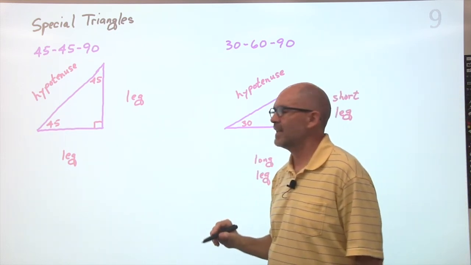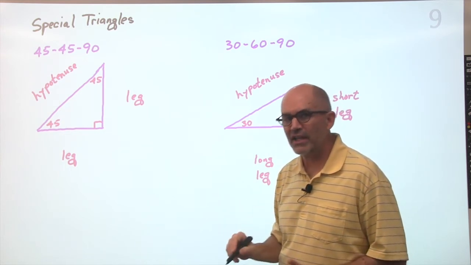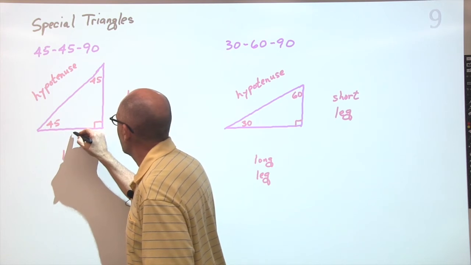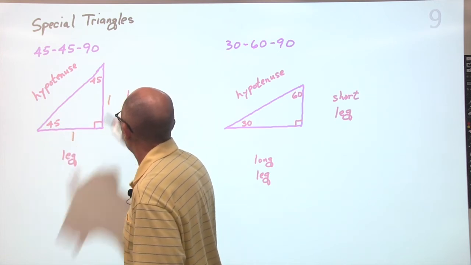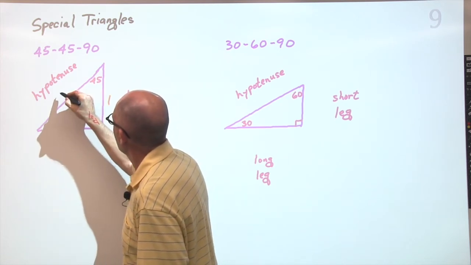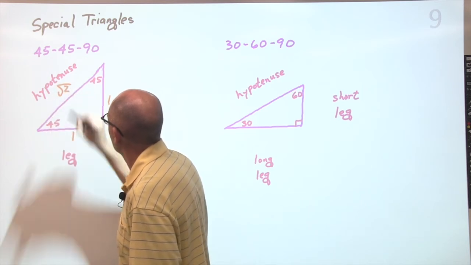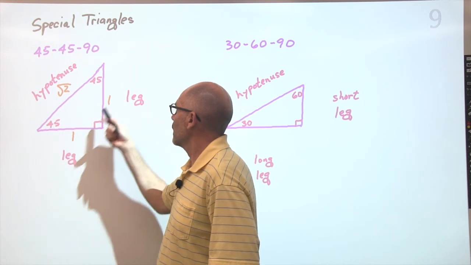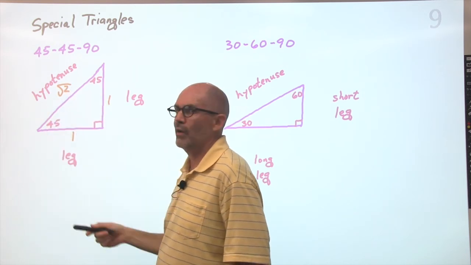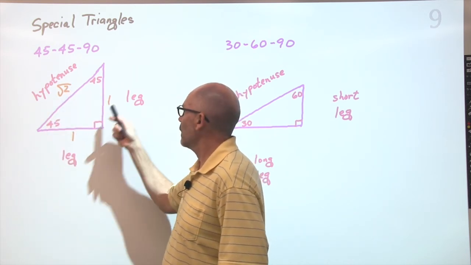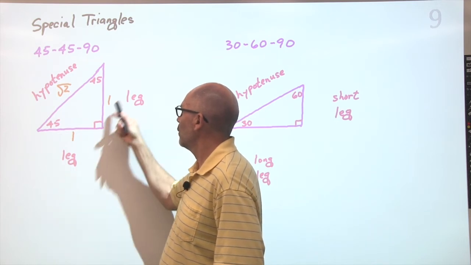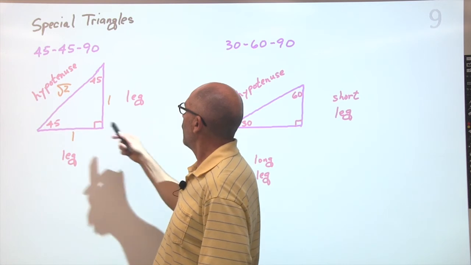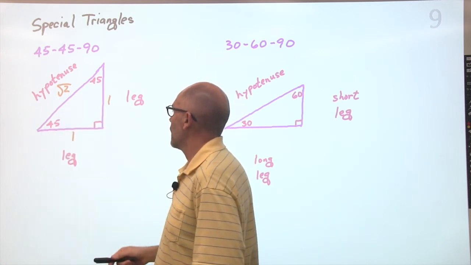Now, with the 45, 45, 90, we have a special ratio of sides. So each leg is going to be 1 to 1, and the hypotenuse is going to be the square root of 2. Because the Pythagorean theorem says that a squared plus b squared equals c squared. So that means 1 squared plus 1 squared equals 2. And when you square the square root of 2, you get 2. So 1 to 1 to square root of 2.